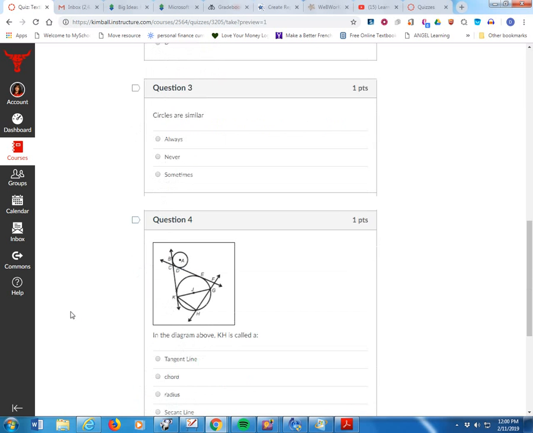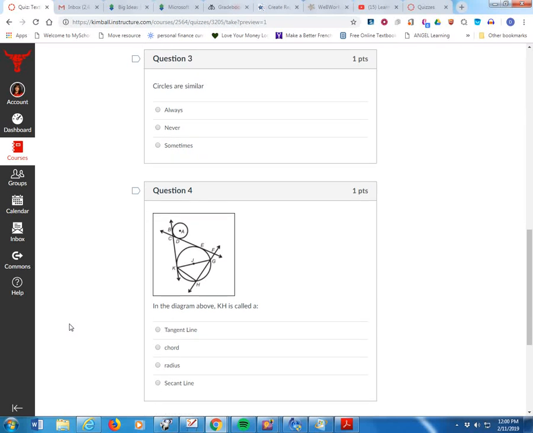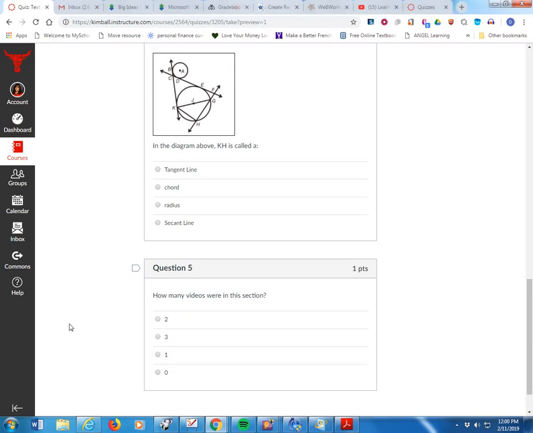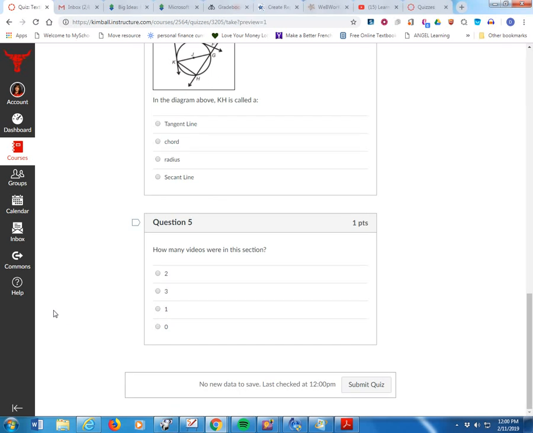Circles are similar. Always, never, sometimes. Always. Circles are always similar. It's almost like asking, is an equilateral triangle always similar? Yes. They may have shorter lengths. They may have smaller diameters in this case, but they will always be similar. In the diagram above, KH is called a, KH is right here, a chord. And then how many videos? 2. And that is it.